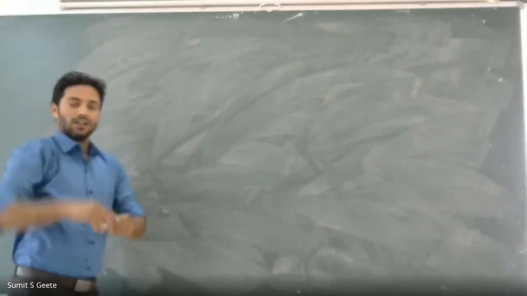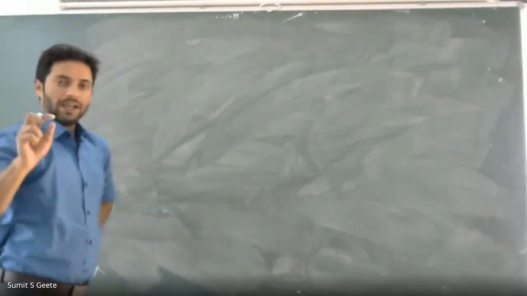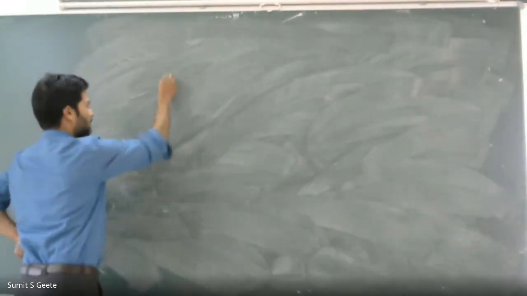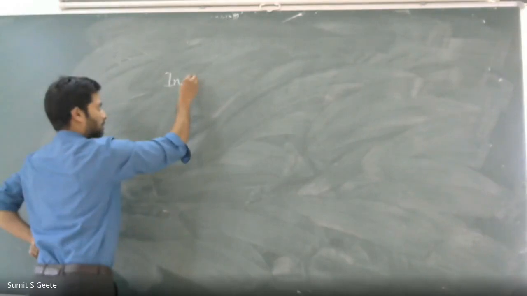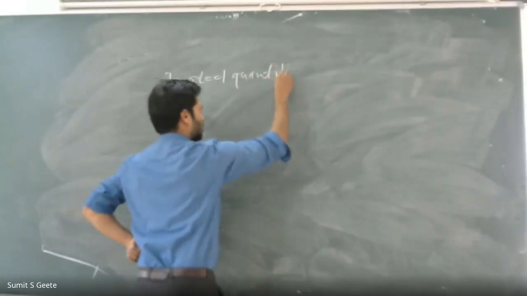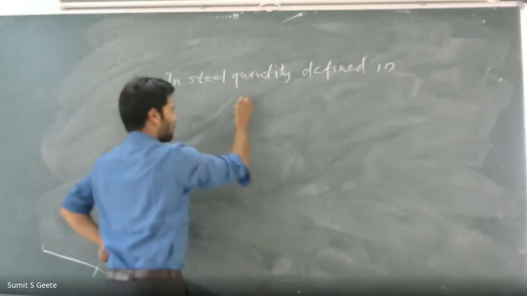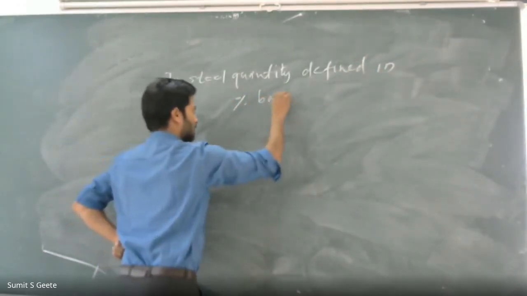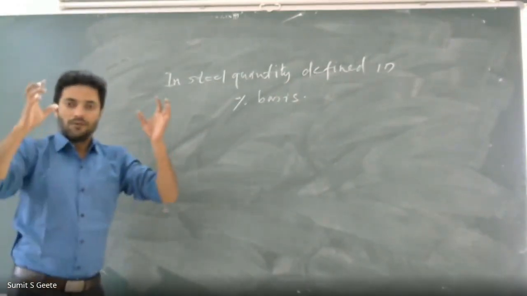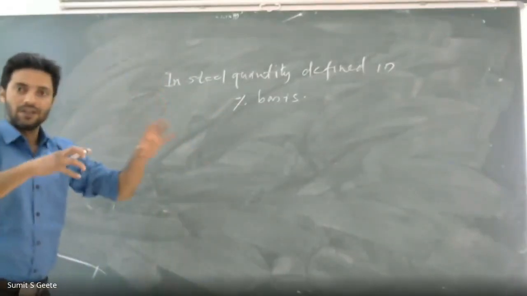Yesterday we were talking about the quantity of steel. Now, in many cases, the quantity of steel is also defined in a percentage way. In some cases, the steel quantity is defined on a percentage basis. When the quantity of steel is defined on a percentage basis, how are we going to calculate that quantity? That we are going to learn.